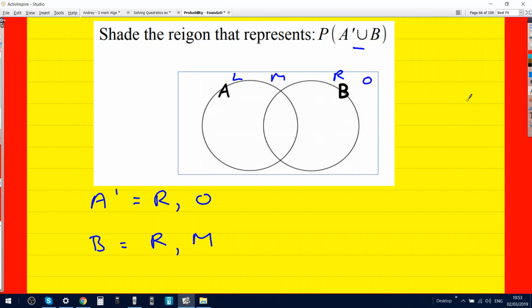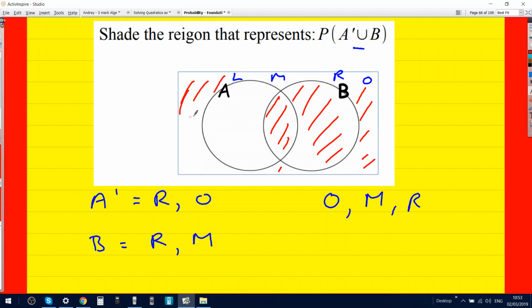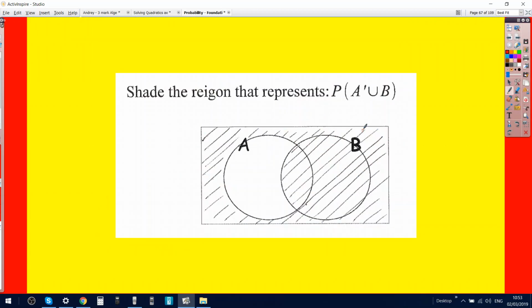Okay, so does that mean A dash or B, right? Yeah. Not A, so not A or B. So is it O? Is one of them O? One of them's O. And is the other M? Is that it? Or are there more? Is it R? Correct. So it's either right, or outside, or the middle. Yeah, so that's the right, that's the outside, that's the middle, and we just don't shade the left. That's what it looks like.